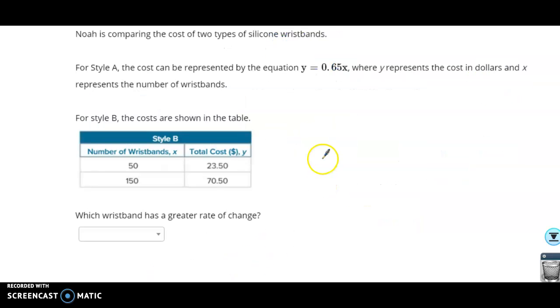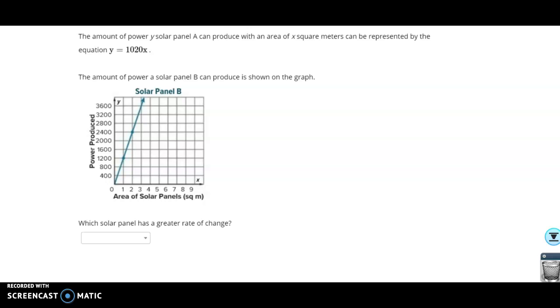All right, so this one here, you're going to be doing the same kind of thing. Remember, I always told you the number in front of x was the rate of change. So for style A, the rate of change is 0.65. Now you got to find the rate of change for B. And we do, this is x1, y1, x2, y2. Figure out the rate of change for this one, figure out which one is the greater number. I'm not going to do them all for you, that makes it too easy.